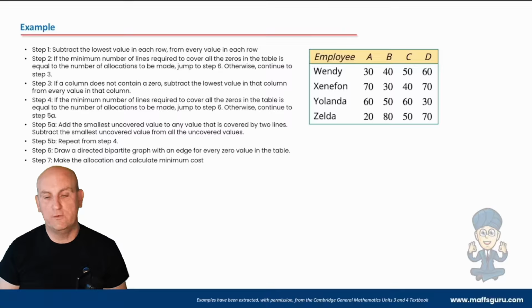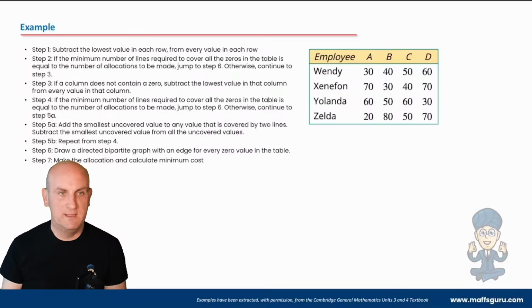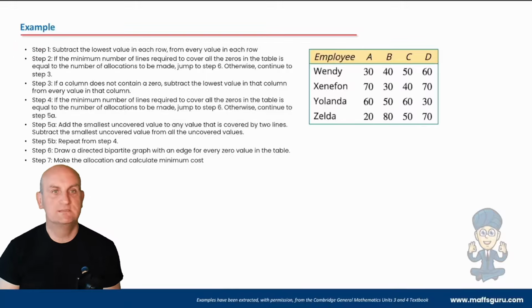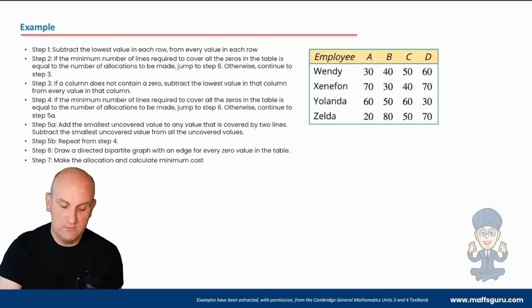Right, well, we're going to go through it step by step, and hopefully I'm not going to make a mistake. If I do make a mistake, I'll put an errata down below, all right? As I'm trying to think out loud and do all of this, apparently in previous years I have made a mistake. Right, let's look at step number 1. What does it say? Subtract the lowest value in each row from every value in each row.